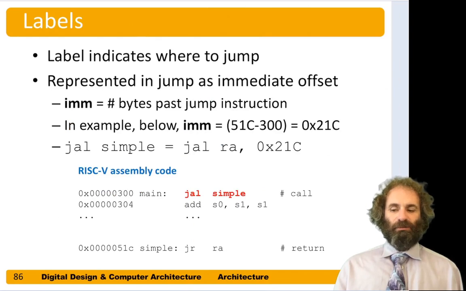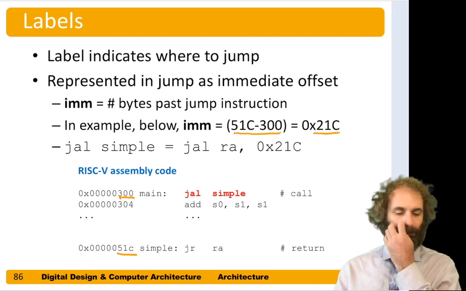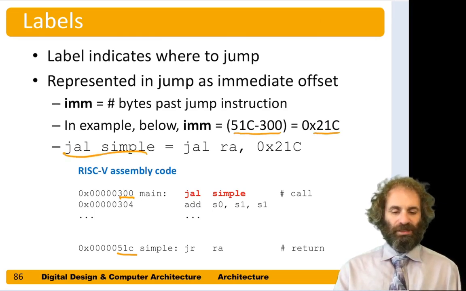Next, let's talk about labels a little bit more. A label indicates where to jump to, and it's represented in the jump as an immediate offset, as the number of bytes past the jump instruction. So for example, if we were at 300 and we wanted to do a jump and link to simple, which was at 51C, the offset is 51C minus 300, which is 21C in hexadecimal. So jump and link simple is actually encoded as jump and link return address, comma, 21C, where the offset to jump by is the 21C.